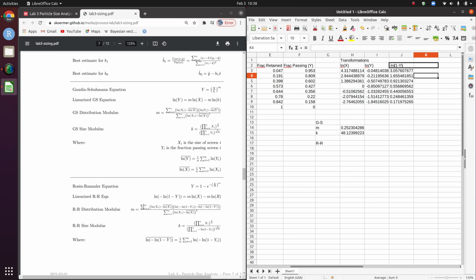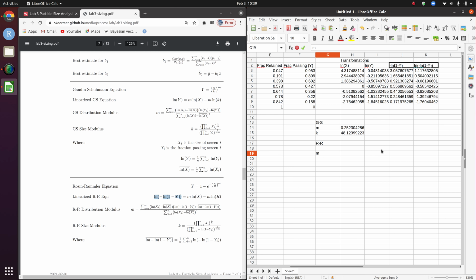Now the other transformation we need is for m, this covariance calculation. For that, we need what's on the left-hand side here of this linearized equation. So that's ln negative ln 1 minus y. So to do that, we just copy that, ln negative ln 1 minus the fraction passing here, and we drag that down.